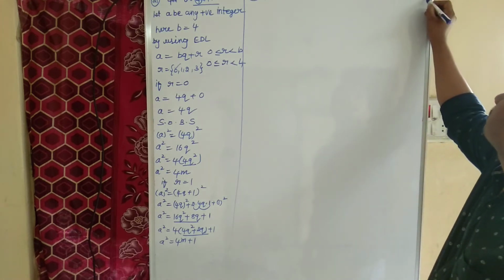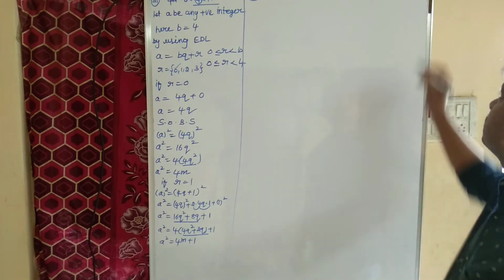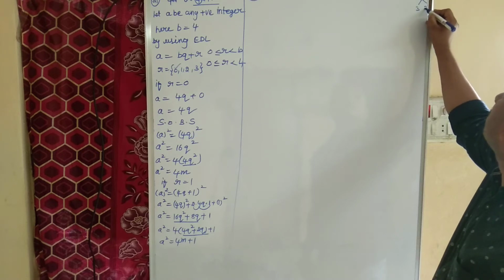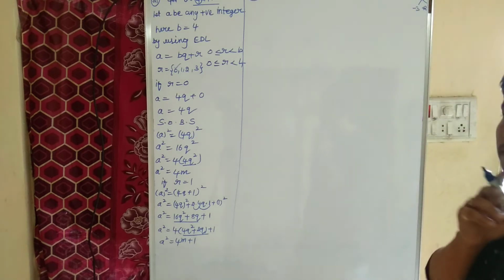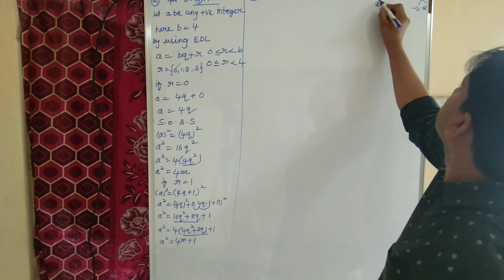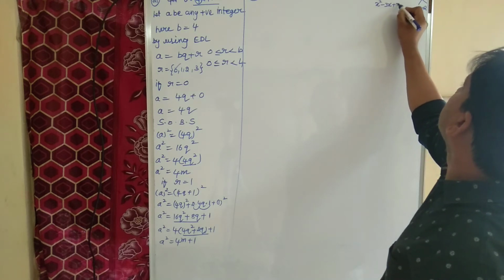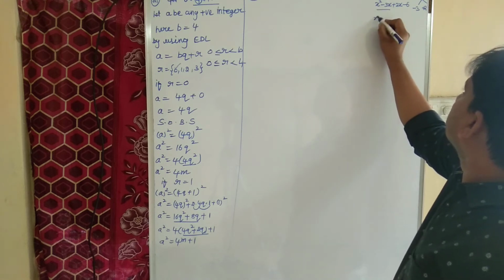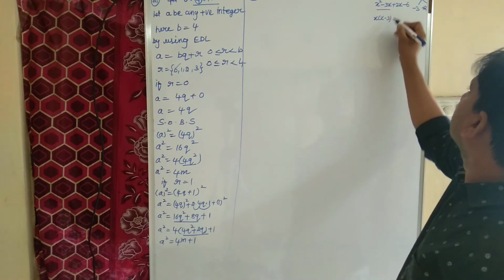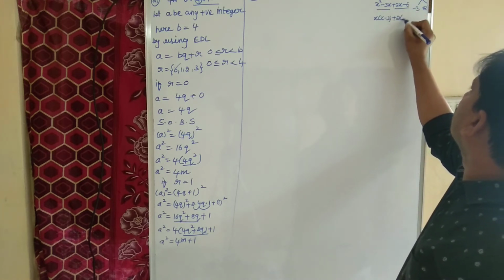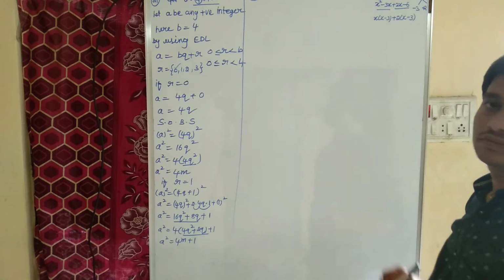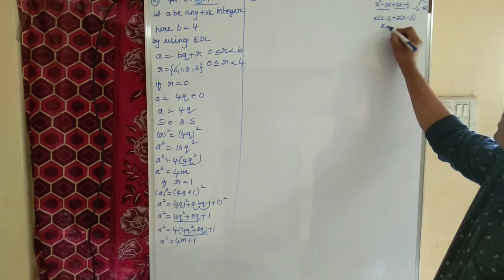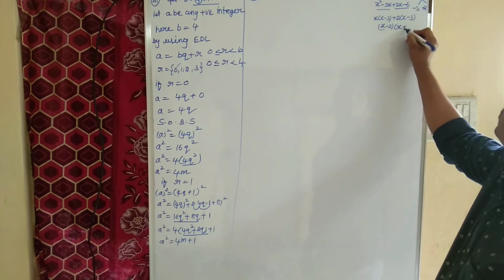As the constant is minus 6, the factors of 6 are 3 and 2, I mean minus 3 plus 2. So x square minus 3x plus 2x minus 6. From these two terms, if I take x common, x minus 3. From these two terms, if I take 2 common, x minus 3. Again, if I take x minus 3 as common, I will get x plus 2.